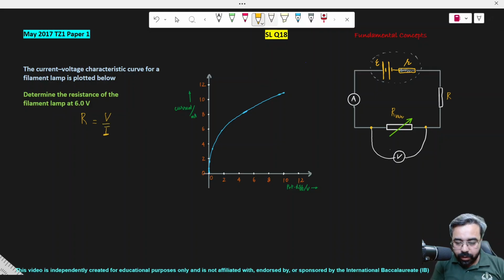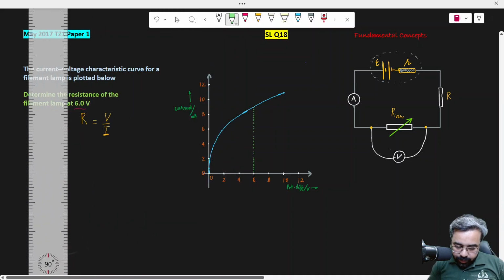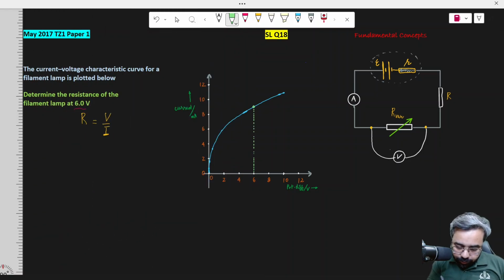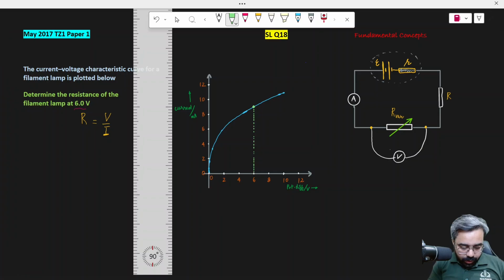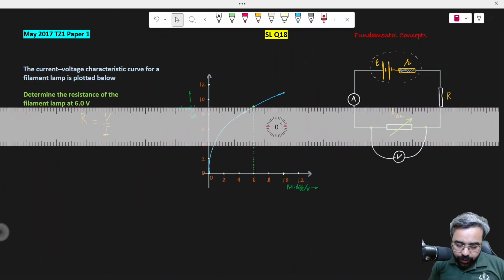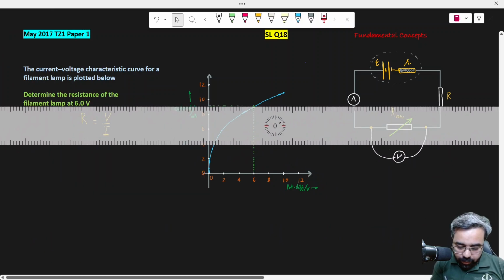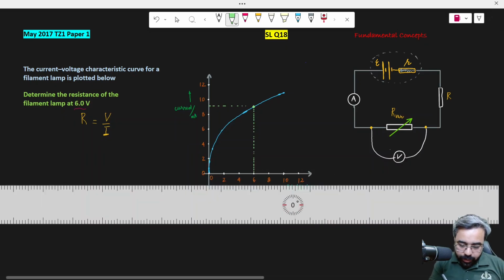So if you are given an absolute value, which is 6 volts, we will just notice what is the value of current at that point. At the 6 volt, we can easily find out, if we notice the corresponding value of current, that it is 9 milliampere. So it is half of that. So it is 9 milliampere.